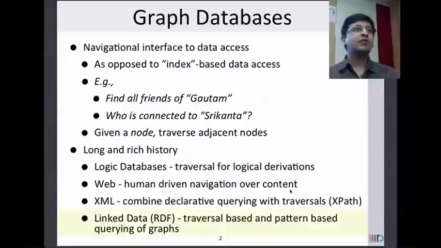These are some of the queries which you don't often find on relational databases, but these are extremely common when we are dealing with graph databases.